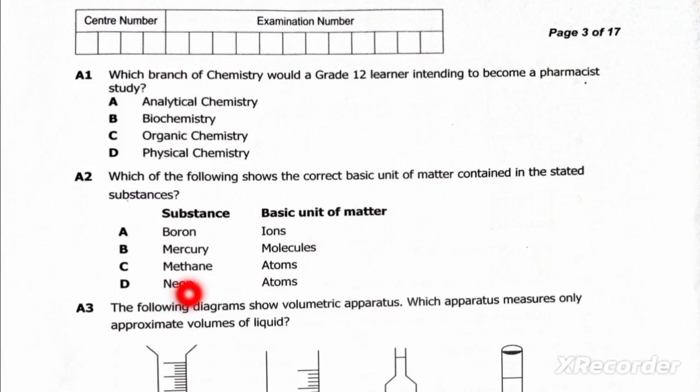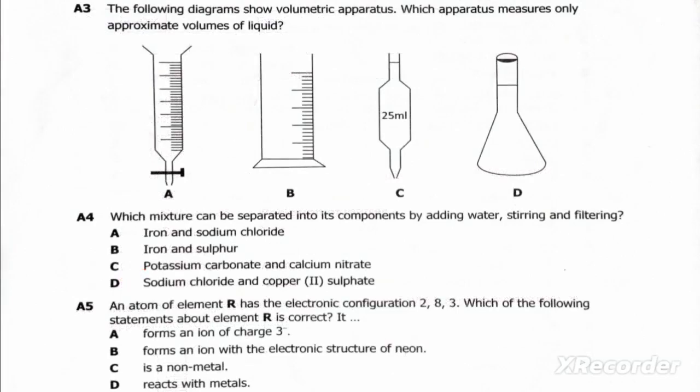The reason why we are saying so is that neon is an individual atom or neutral atom. So therefore, neon should contain atoms. Our correct answer therefore is D. We move to the next question, which is question A3. Question A3 reads, the following diagrams show volumetric apparatus.